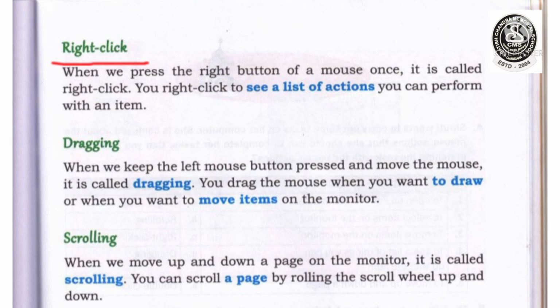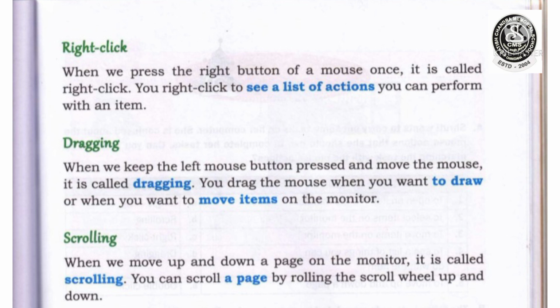Now the next one is right click. So let's see. When we press the right button of our mouse once, it is called right click. So what do you mean by the right click? Whenever we press the right button of the mouse once, one at a time, it is called right click. You right click to see a list of actions you can perform with an item.